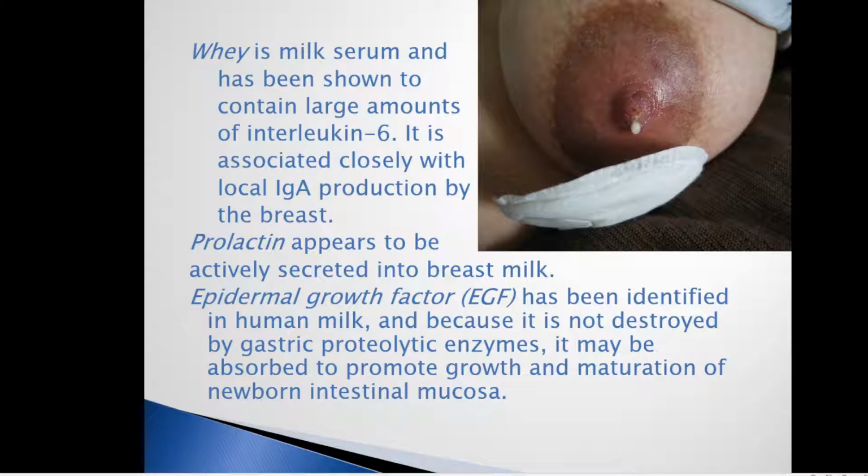Whey is milk serum and has been shown to contain large amounts of interleukin 6. It is associated closely with local immunoglobulin A production by the breast. Prolactin appears to be actively secreted into breast milk. Epidermal growth factor has been identified in human milk too, and because it is not destroyed by gastric proteolytic enzymes, it may be absorbed to promote growth and maturation of newborn intestinal mucosa.